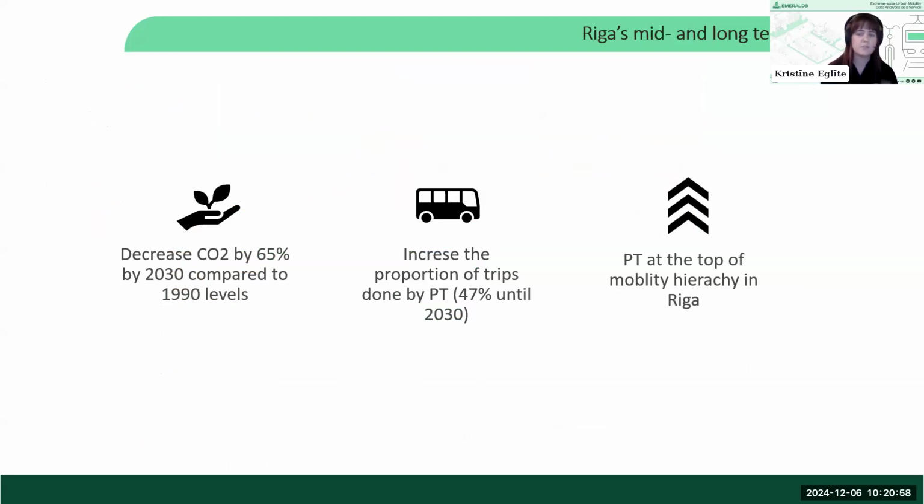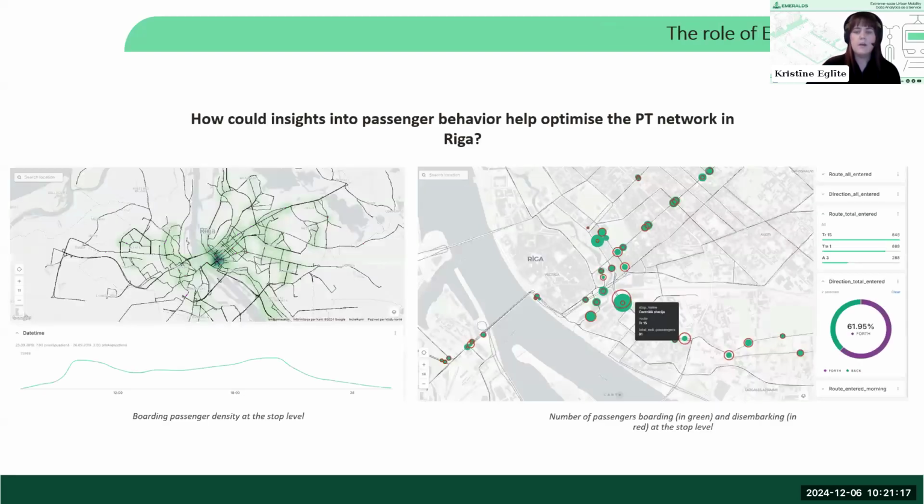I would say ambitious, but not impossible if improvements are made. And the last one, prioritizing public transport in the mobility hierarchy. However, this priority is not always reflected in practice, as the planning is still mainly around infrastructure for private cars. And this brings us to the significance of Emerald's project.